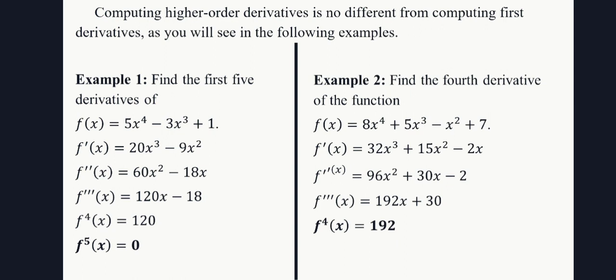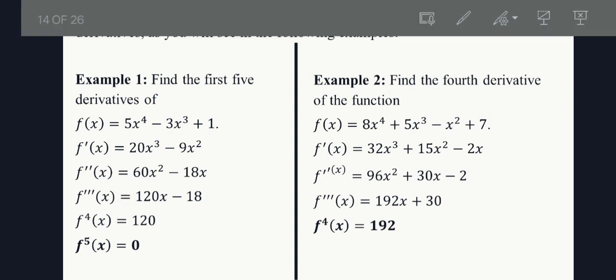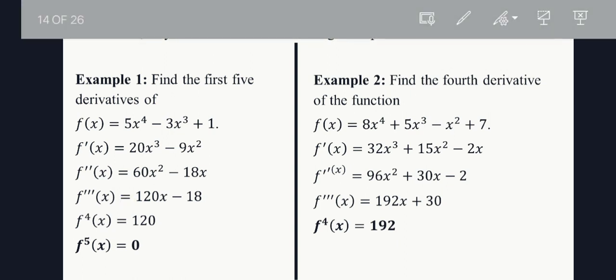Constant na naiwan. So, last derivative natin is the fifth derivative. Lahat ng derivative ng constant is always 0. So, dito na magtatapos yung derivatives ng ating function. So, by the fifth derivative, we get 0. So, first derivative, 20x cubed minus 9x squared. Second derivative, 60x squared minus 18x. Third derivative, that is 120x minus 18. Fourth derivative, 120. And fifth derivative, that is 0. So, ganun din yung process para makuha yung example number 2.